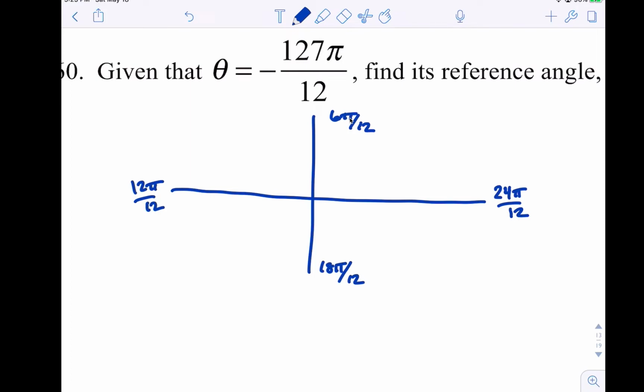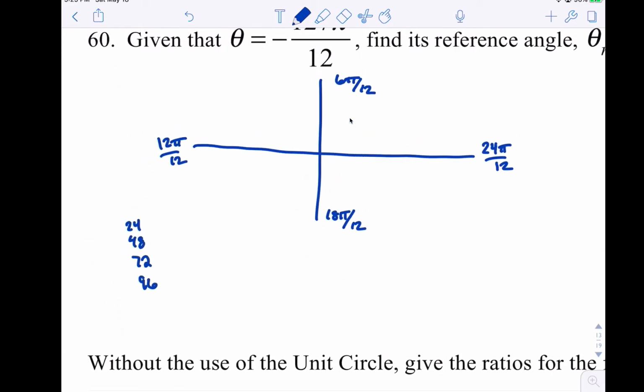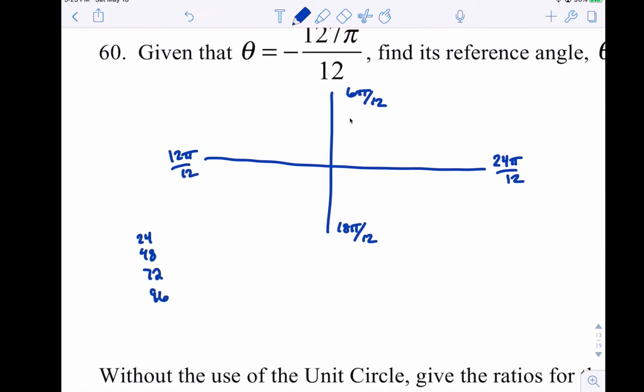If I go around 1 time, that's 24. Again would be 48. Again would be 72. Again would be 96. So 4 full rotations is 96 pi over 12, or negative 96 pi over 12 if we're going the opposite direction. And then what does that leave me with? If I do it again, that's 120 pi. Okay, so that leaves me with negative 7 pi over 12 left. So where would that go?